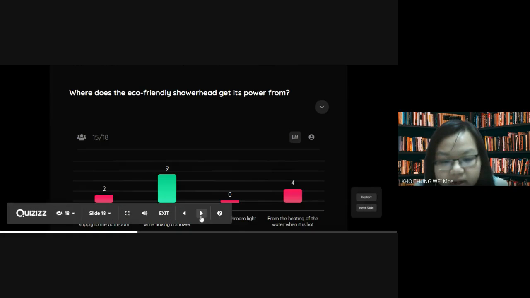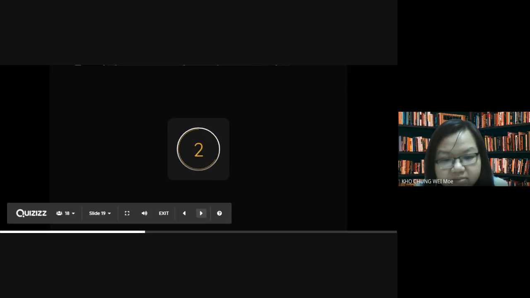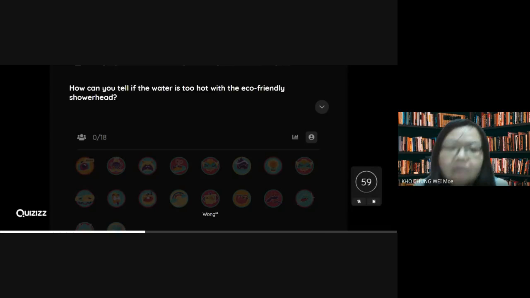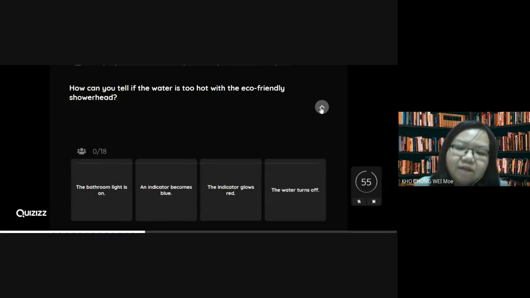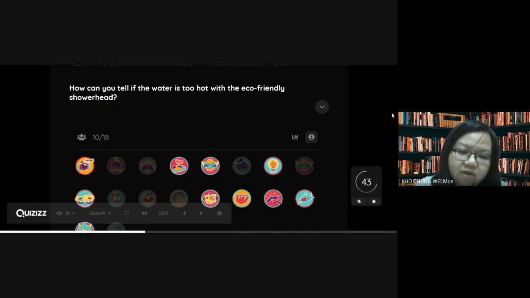Okay, let's look at the second question. How can you tell if the water is too hot with the eco-friendly shower head? The bathroom light is on, an indicator becomes blue, the indicator glows red, or the water turns off. So how can you tell if the water is too hot with the eco-friendly shower head?